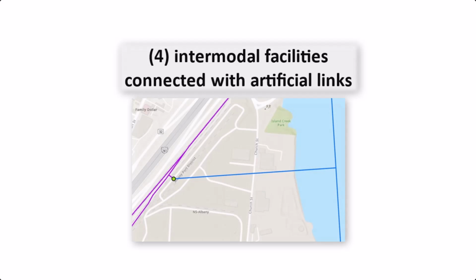Finally, intermodal facilities can enable commodities to shift between modes while in transit from one facility to the next. Intermodal facilities must be a point feature class within the network dataset, and the relevant modal networks should have artificially created links leading to those facilities. The user guide explains how to manually add and connect intermodal facilities.